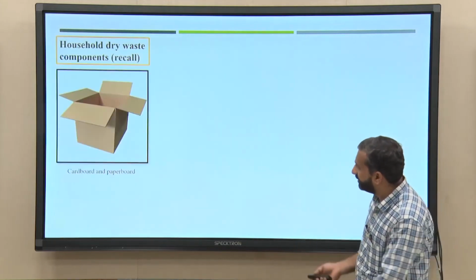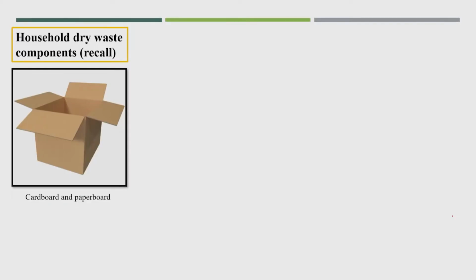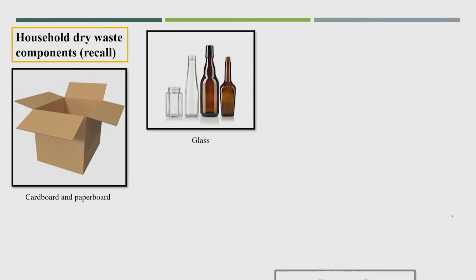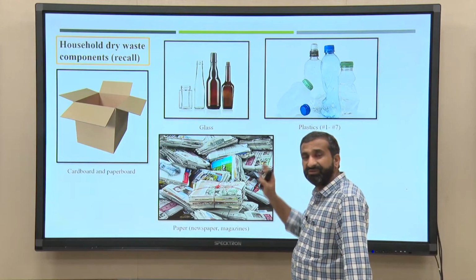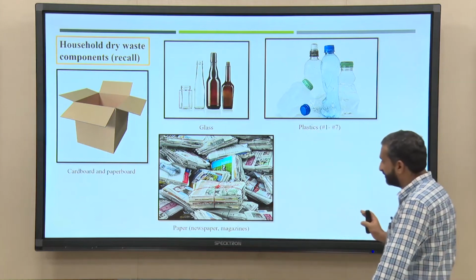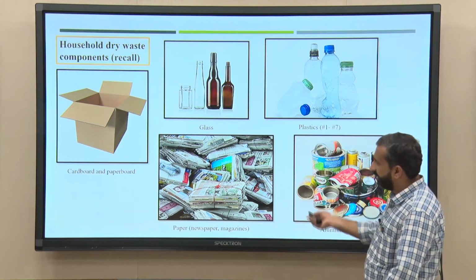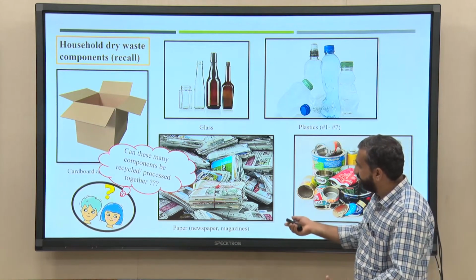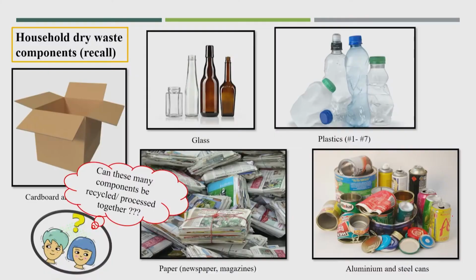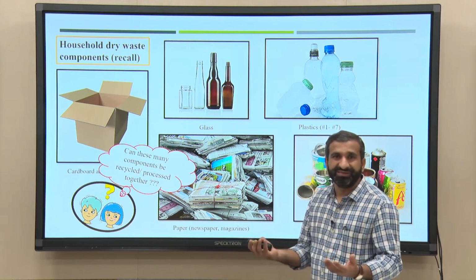As you recall, in one of the lectures I talked about the dry waste could be cardboard or paperboard, glass, plastic, and there are different kinds of plastic. In the next class I will talk about different kinds of plastics and their recycling process. Also paper and other different kinds of dry waste. The problem is that if all these components are together, we can't go for the recycling process.